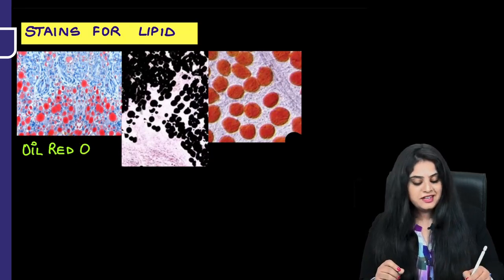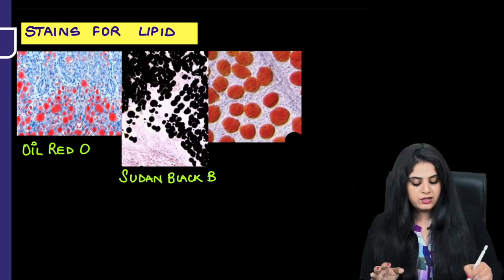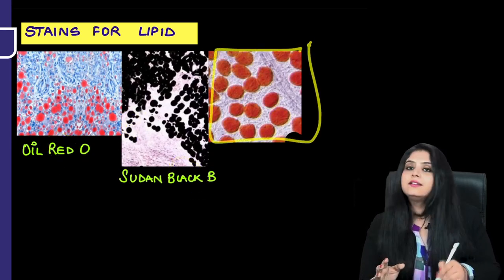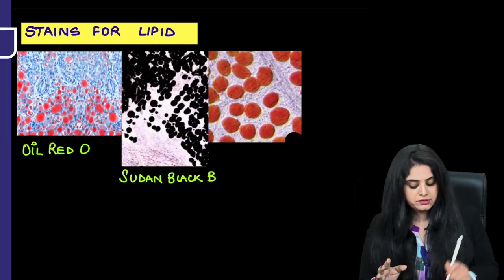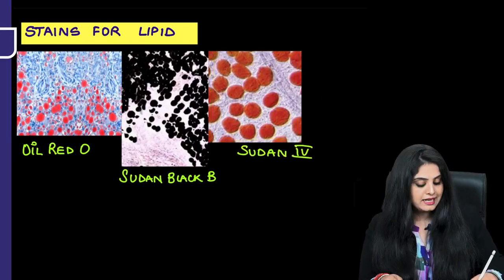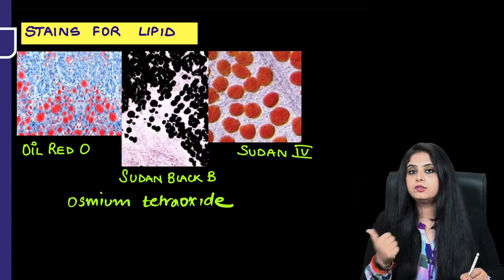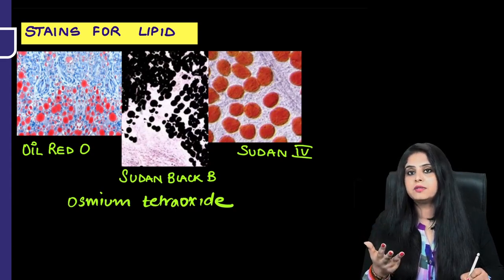No rocket science. If you see black color lipid, you will always call it Sudan black B. Again, no rocket science. Red is red, black is black. But then this orange color is a little bit of rocket science because here it is Sudan IV. And let me tell you one more stain on which you don't get a picture but again can come in the paper, osmium tetroxide. So repeating, 4 stains: oil red O, Sudan black B, Sudan IV and osmium tetroxide. These are going to be the stains for lipid.